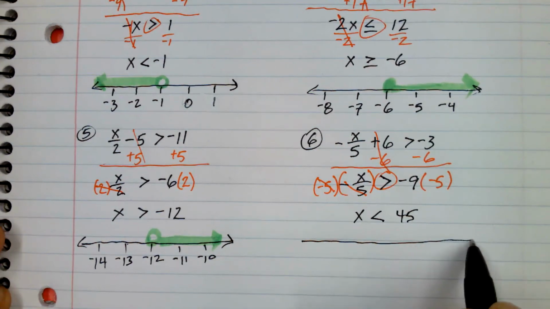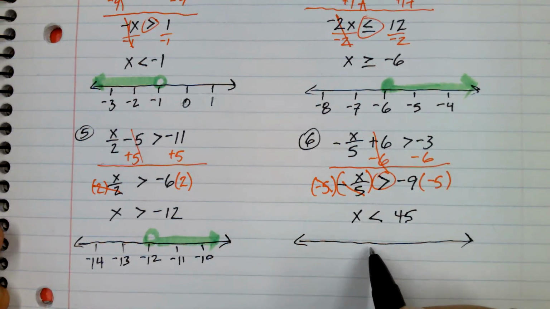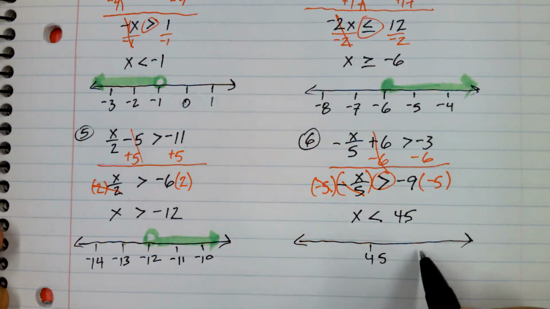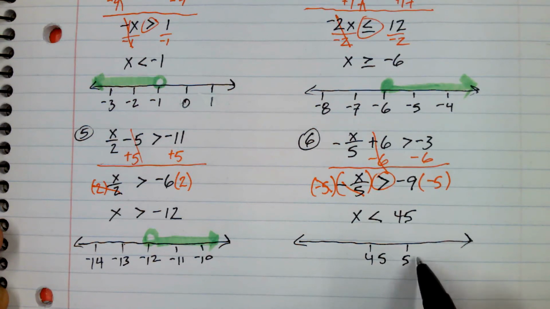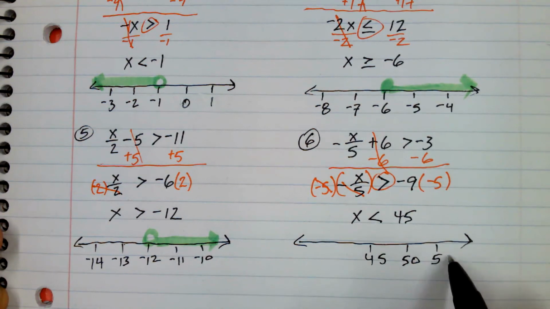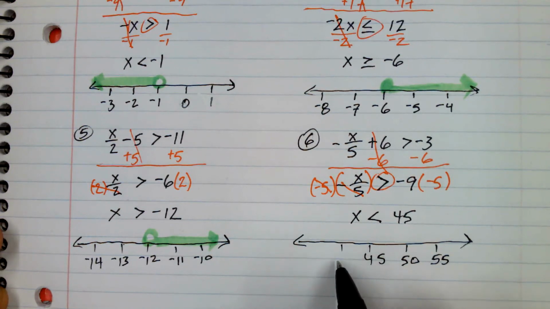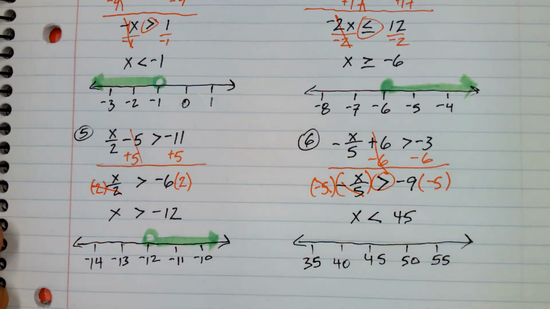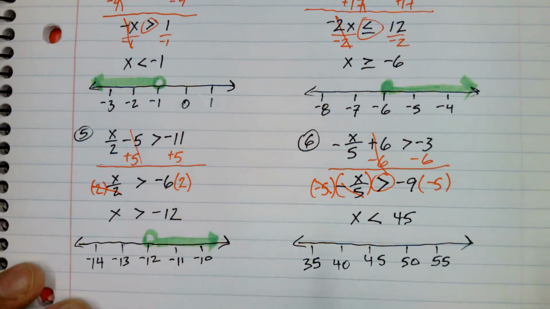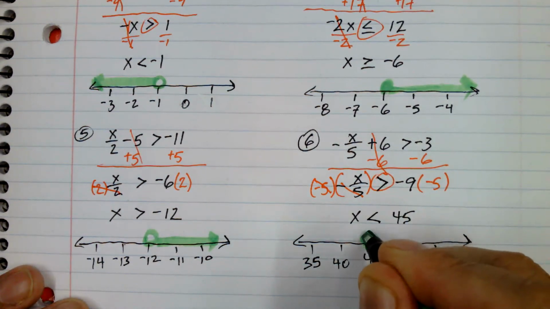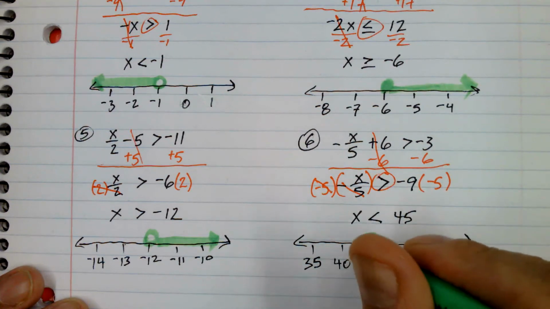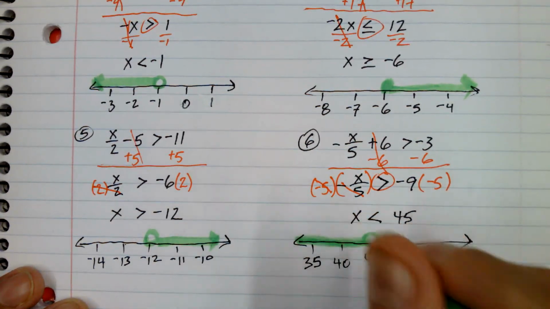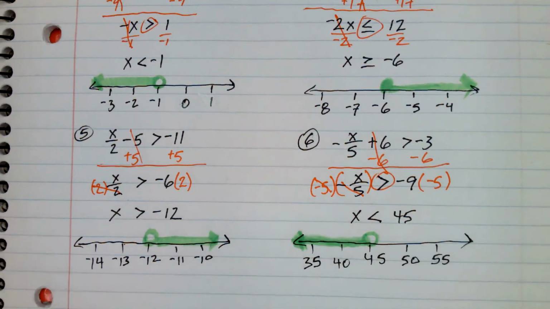By the way, there's no rule that says I have to count by ones. I could count by fives if I wanted to. Let's see, we want x is less than 45. So open point here. And we want all numbers smaller than 45. Like so.